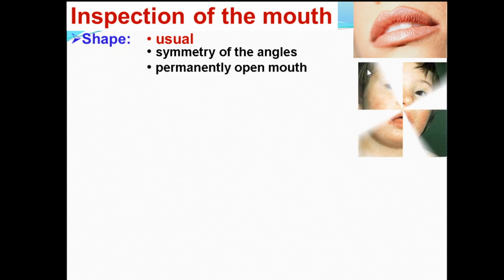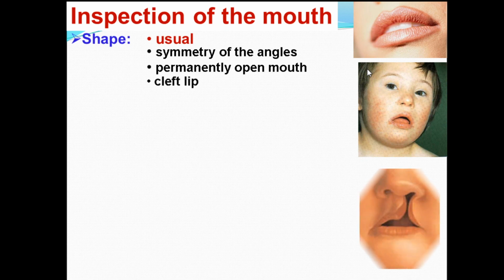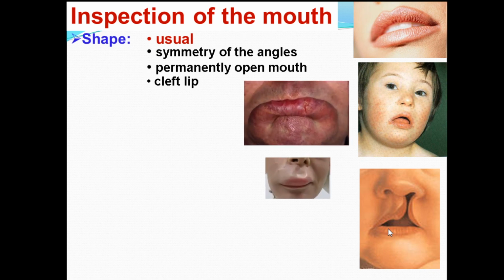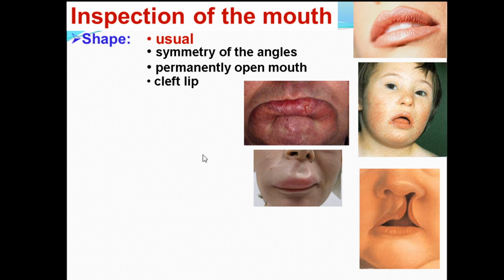Examination of lips. First of all, we'll pay attention to the shape of the mouth. If it's symmetric, our conclusion will be usual. We can reveal some asymmetry of the mouth angle. The mouth may be permanently open without definite need. We can see some specific deformation, cleft lip, for example, when the mouth is connected with the nose, which is a newborn hereditary pathology.